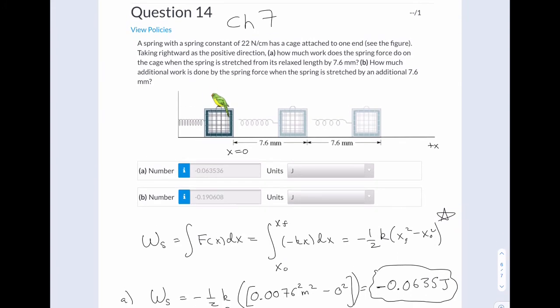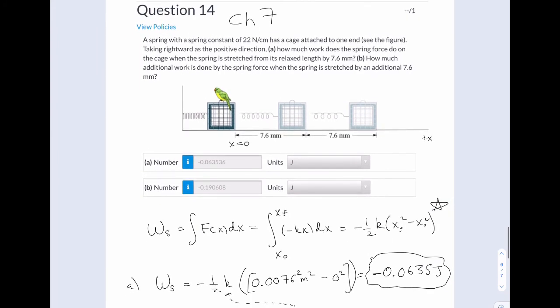Okay, number 14. So here's a spring of mass. That's my relaxed position, and they give you the spring constant right there. They want to know how much work the spring force does on this mass when it's stretched from its relaxed position A to B. Then they want to know how much additional work is done by stretching it from B to C.